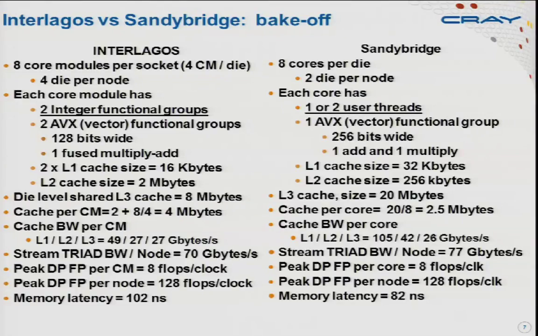So let me go to the next line. Like I said, the core module has 2 integer functional units. Each integer functional unit is capable of, and basically runs, its own process thread, right? And the default way of running on Interlagos is to pack 1 process thread, 1 rank, on each one of those integer functional units. On Sandybridge, like Intel hinted at two days ago, the default way of doing it in all of HPC is to run just 1 process thread per core. And that's why everyone calls it a core. But we have the capability of running either 1 or 2 user threads at runtime.